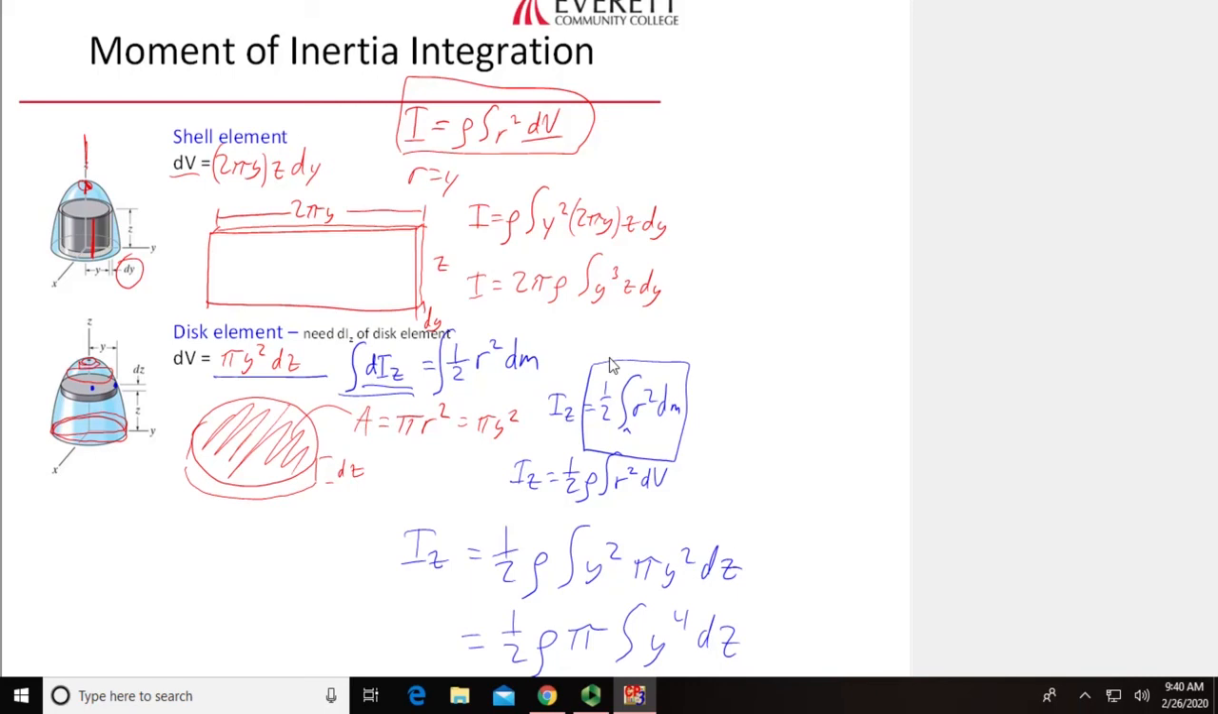Any questions about that part? So when you switch from the dm to the dv, you just add the rho. Yep, because rho dv equals dm. Okay. And the rest you just plug in. Plug this in for dv, and I plugged in y for r. So I just plugged in two things.